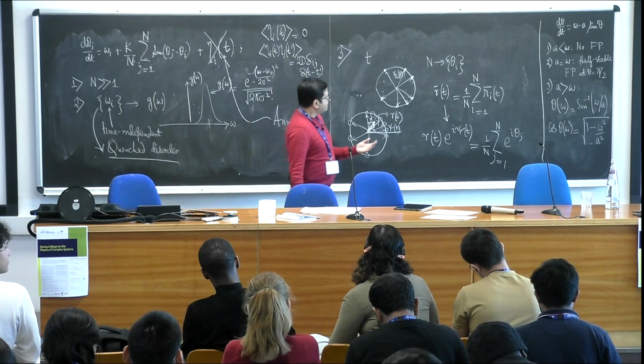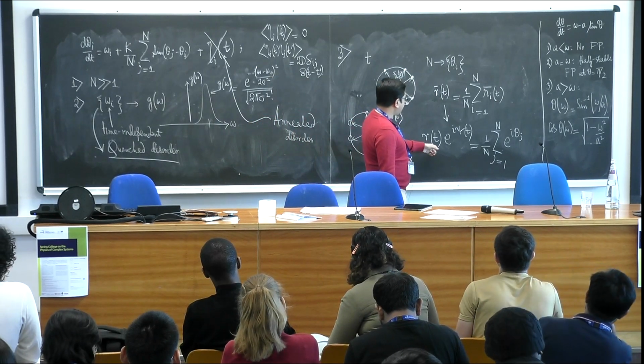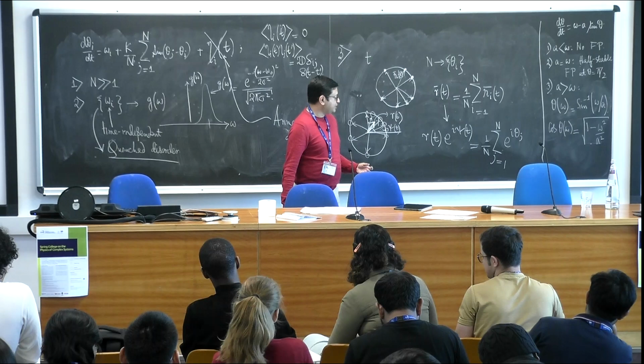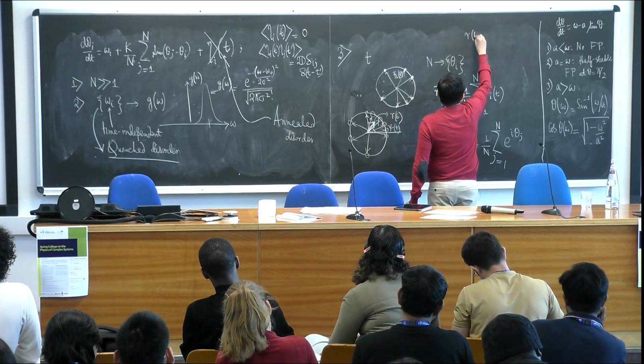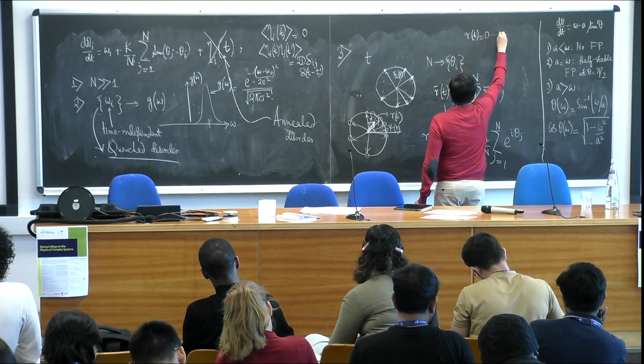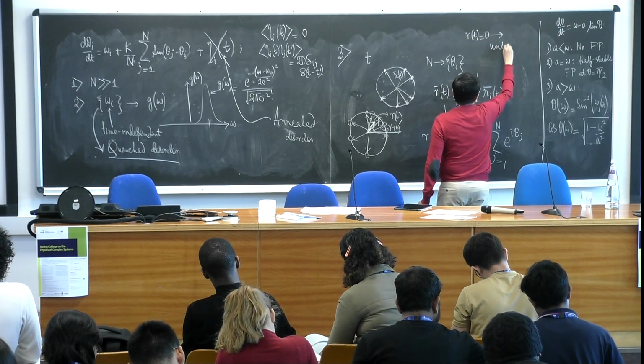By the way, this one eventually we will call the order parameter of the system. Why do I call it order parameter? Because if r of t is equal to 0, then I would say the system is unsynchronized.